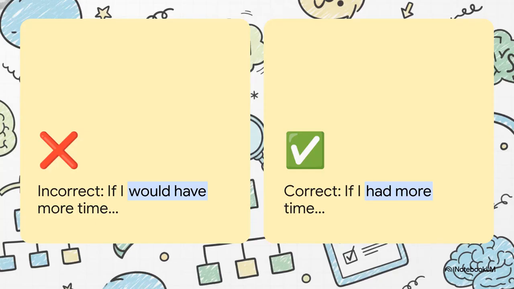But here is the most important rule of the second conditional, and fixing this one error will instantly demonstrate your high-level language control. Ready? Would never ever appears in the if clause. Saying if I would have more time, I would is a classic mistake. The absolute correct form is if I had more time, I would. Master that, and your hypothetical answers are going to sound incredibly sharp.